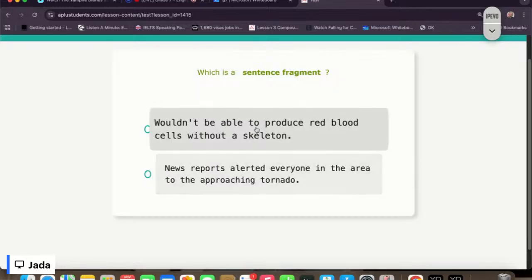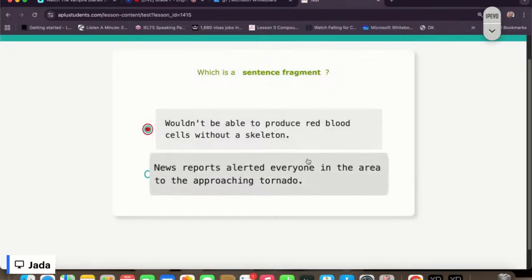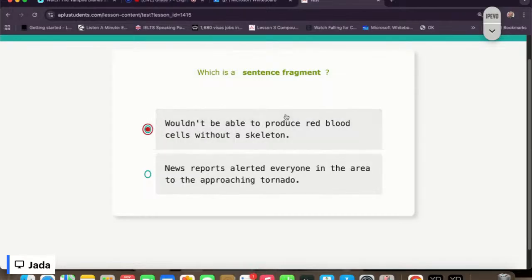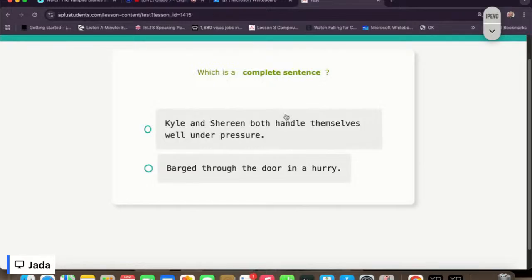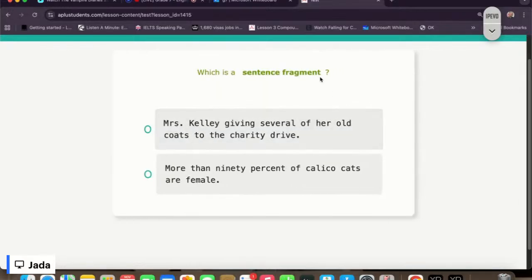So we have: wouldn't be able to produce red blood cells without a skeleton. The first one. Okay. So which is a complete sentence? Which is a sentence fragment, first or second?